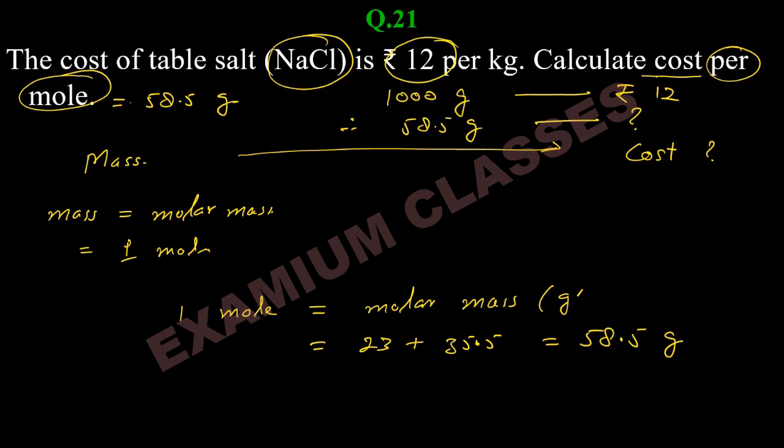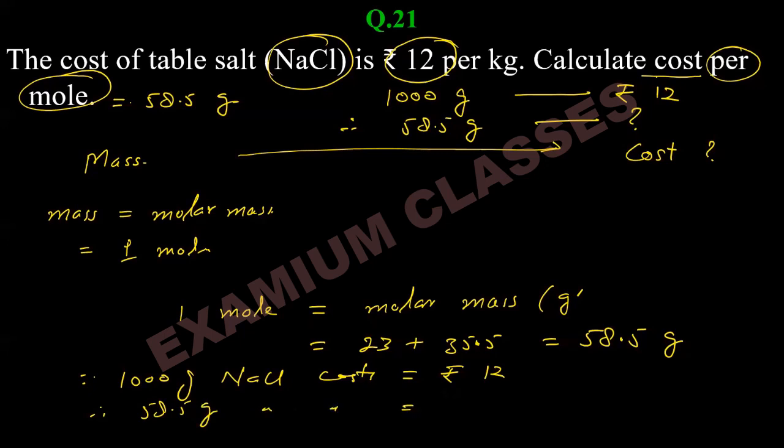This is now a simple question, because 1 mole is equal to 58.5 grams. So you will say as 1000 grams NaCl costs rupees 12, 58.5 gram NaCl costs 12 divided by 1000 into 58.5. If you roughly consider 58.5 as 60, 60 into 12 is 720 divided by 1000. So the answer should be around 7 something.